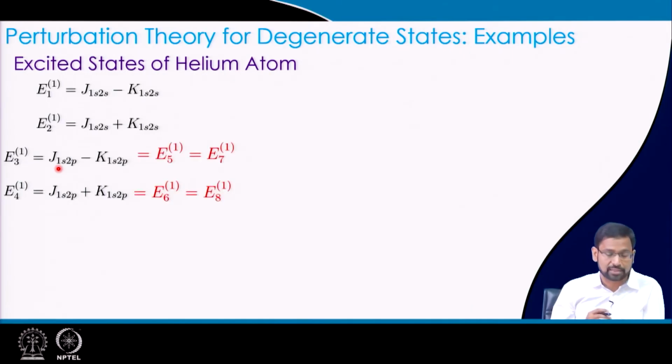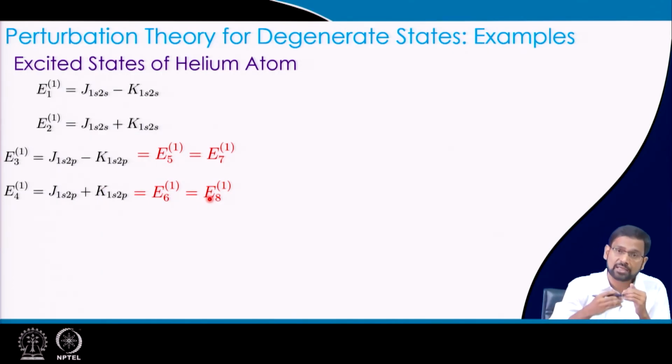So, therefore, what I am going to write is that E3 will be equal to E5 and E7, because they are the lower part of the solution. E4 is going to be equal to E6 and E8. So, they will be higher energy solutions. So, in this way what I have is E1, E2 separate, E3, E4 separate. Now, I am saying that E3, E5, E7 will have the same first order energy correction, and E4, E6 and E8 will again have the same value of first order energy correction. Remember, E1 to E8, all these states had the same energy without perturbation.